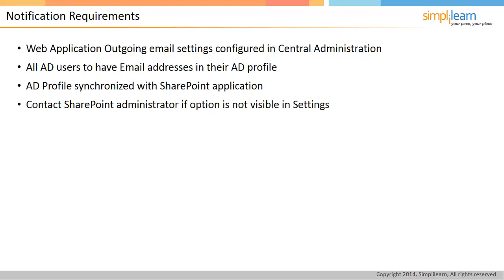Enabling notifications does have some back-end requirements. These need to be configured beforehand by the SharePoint administrator to have the option available for you to use. The first is that an outgoing email server must be specified for the SharePoint application on the server. This is done by the Central Administration Console on the server. This is for obvious reasons.